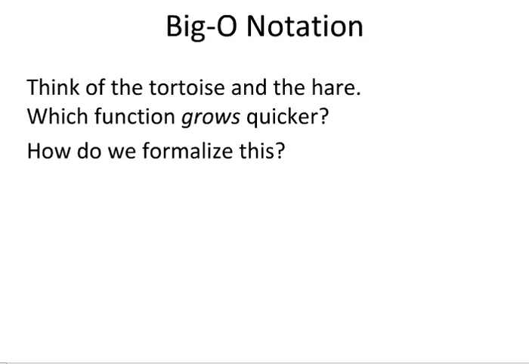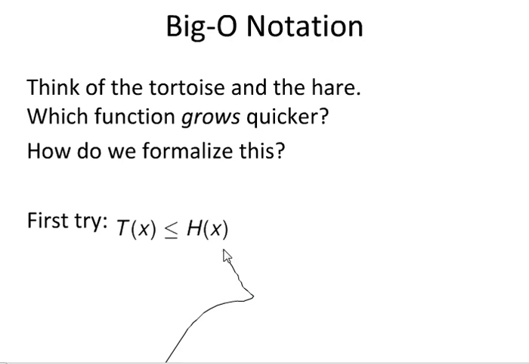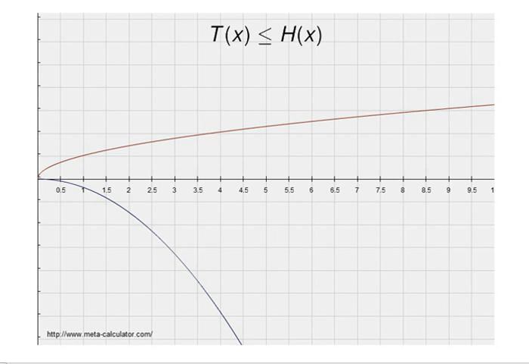Now, how do we formalize this? What condition can we give to be able to assign one function the hare function, the fast-growing function, and the other function the slower-moving function? Well, you might say, why don't we say that the hare function will be the function that's greater than or equal to the tortoise function? If you have two functions and one of them is greater than or equal to the other function, we'll call that the hare function. Let's take a look at a picture.